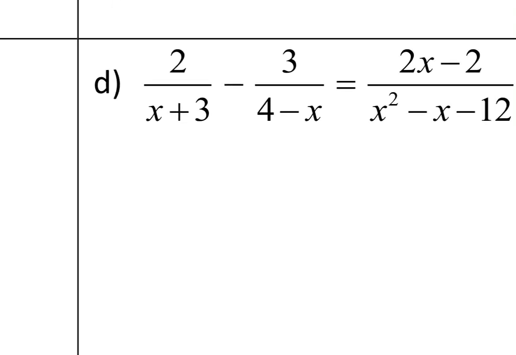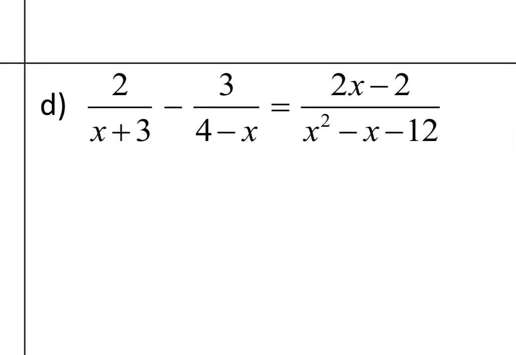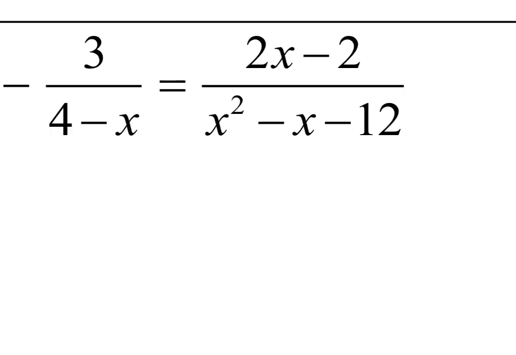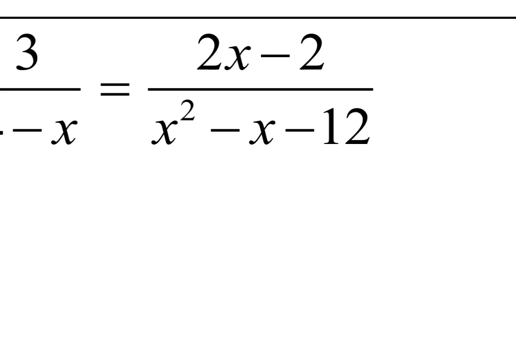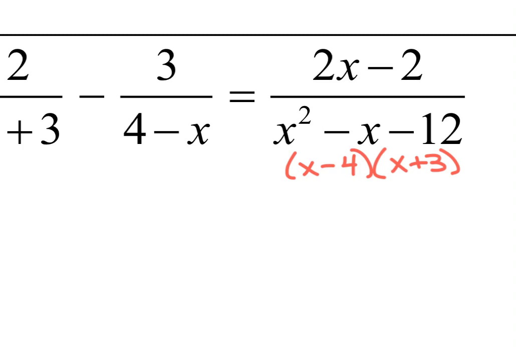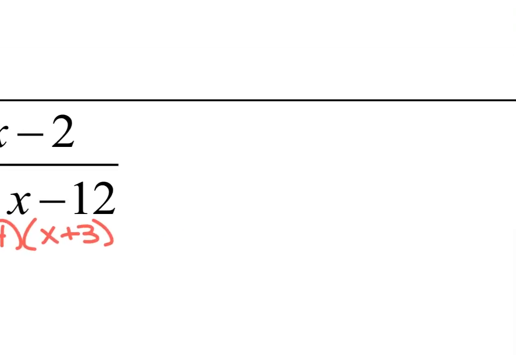And then for letter D, again, I'm going to factor. This has another situation where you're going to need to work with a negative 1 to make the denominators the same. I was feeling extra vicious, I guess, when I wrote this review guide. So x minus 4 times x plus 3. So my LCD here is going to be x minus 4 times x plus 3.